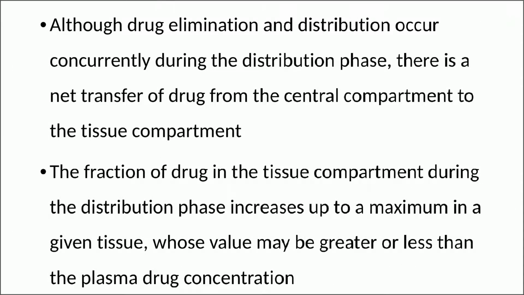Although drug elimination and distribution occur concurrently during the distribution phase, there is a net transfer of drug from the central compartment to the tissue compartment. The fraction of drug in the tissue compartment during the distribution phase increases up to a maximum in a given tissue, whose value may be greater or less than the plasma drug concentration. So all these scenarios or assumptions you have to remember when you are describing the two compartment open model system, in which we have one central compartment and one peripheral compartment.